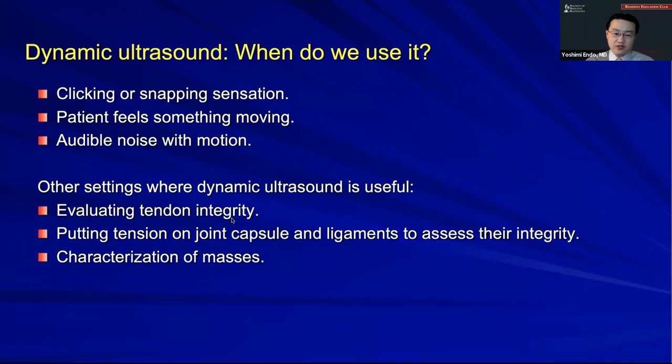But there are other settings where dynamic ultrasound is also useful, where the patient doesn't feel anything snapping or hear any noise with motion. One is evaluating soft tissues such as tendons, joint capsules or ligaments. When you apply tension to those structures, it helps in evaluating them. Another is characterization of masses. Ultrasound is very good for differentiating cystic masses from solid masses, but if you apply dynamic maneuvers such as compression of the mass, or try to move it or apply tension to it, that can also help in further assessment of that mass.